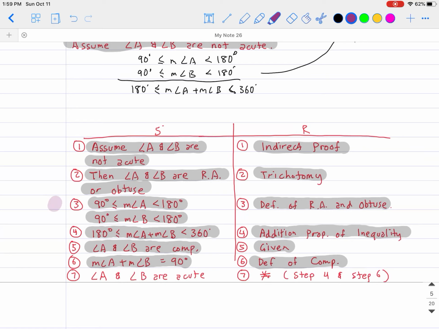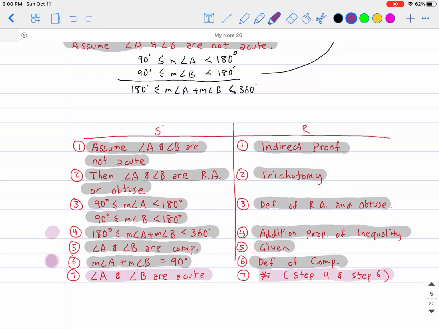Because of the definition of complementary. And right there, that is going to be my problem, because if you notice, if we look at step 4 and step 6, right here and right here, you'll see that they're saying two different things. One is saying that the sum of the two has to be equal to 90. The other is saying that the sum has to be between 180 and 360.